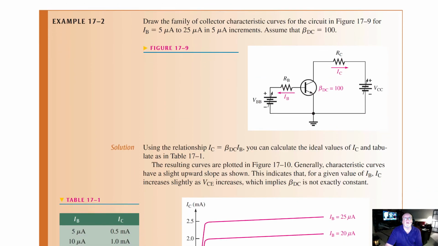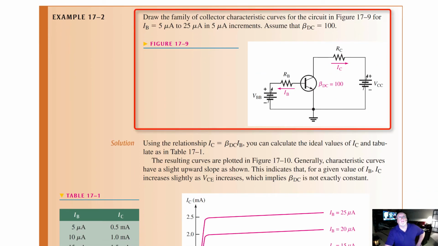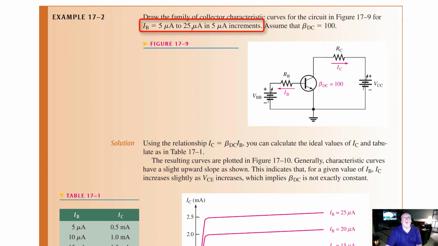So if we look at a quick example to illustrate the family of collector characteristic curves: draw the family of collector characteristic curves for the circuit, assuming that I sub B is equal to 5 microamps to 25 microamps in 5 microamp increments. Assume that beta DC is equal to 100. So they want us to look at the family of curves between 5 and 25 microamps.